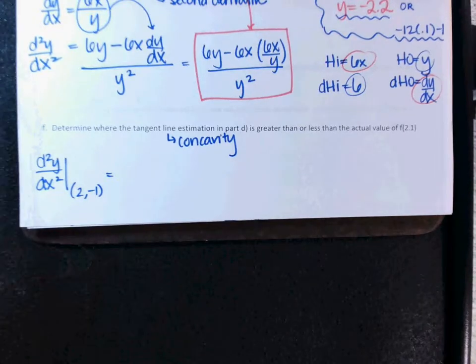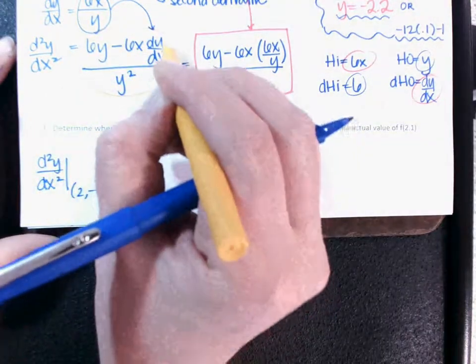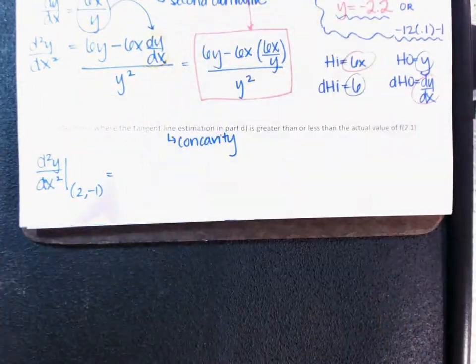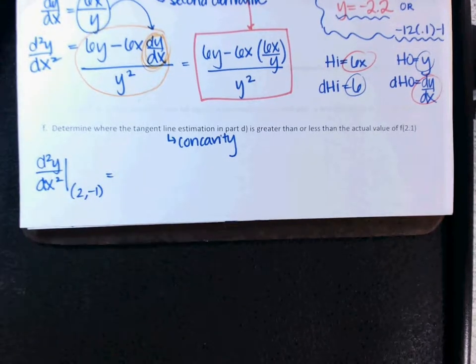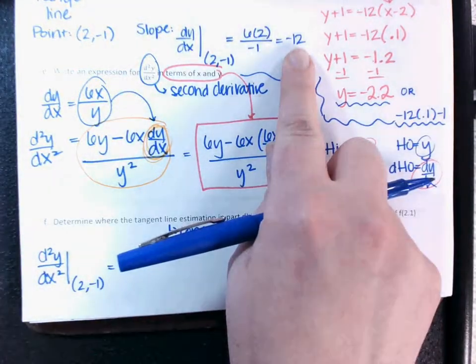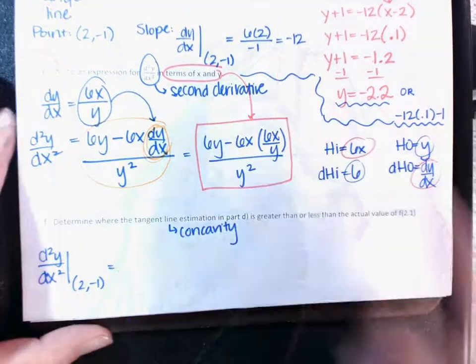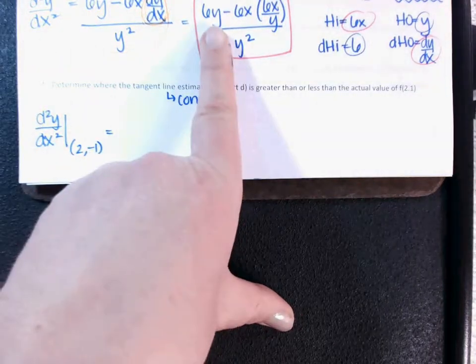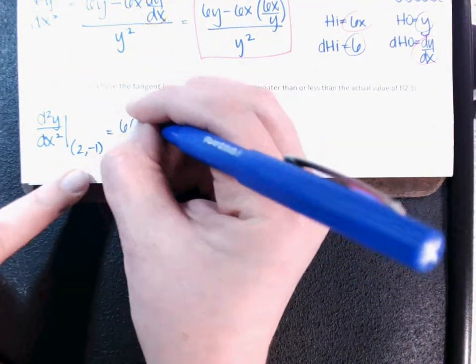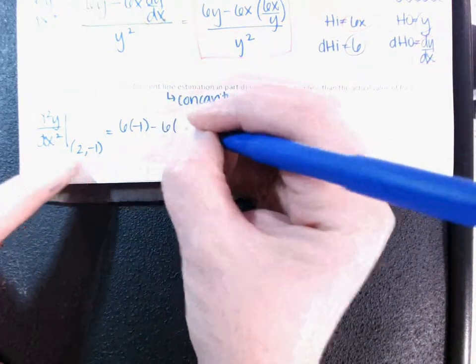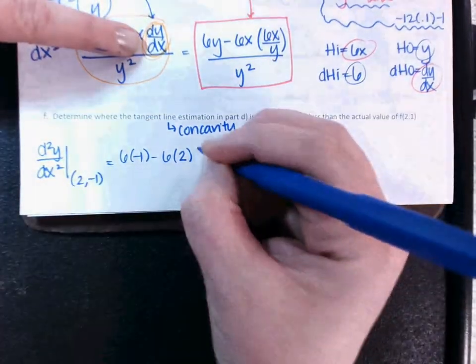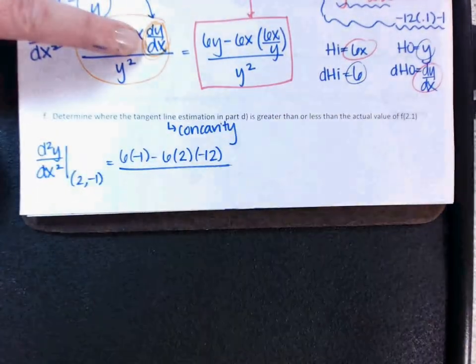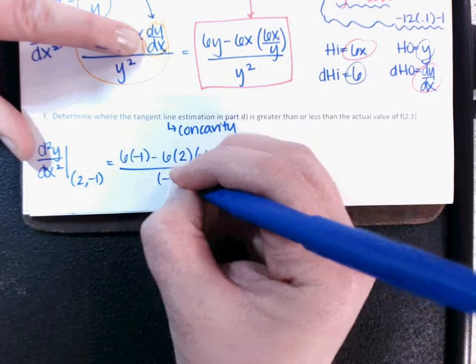Now, when I plug in, I'm going to use this equation. This is y. I already found dy dx. So look back in your part D. What was dy dx that I already found? What was dy dx? -12. So when I plug in, it's going to be 6y, which is -1, minus 6x, which is a 2. And then when I get to dy dx here, I'm going to plug in -12. Okay, then on the bottom, I want y squared, which is -1 squared.